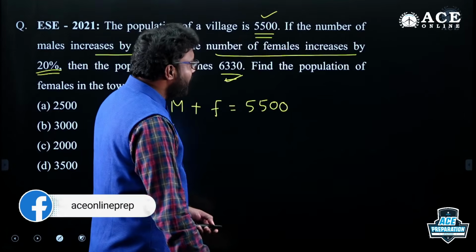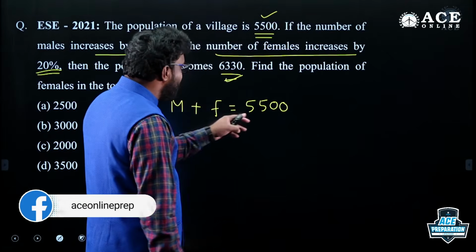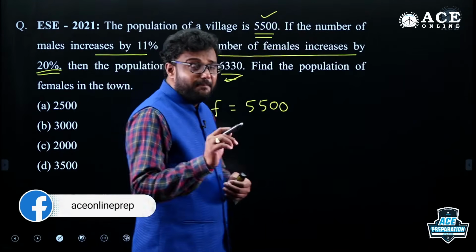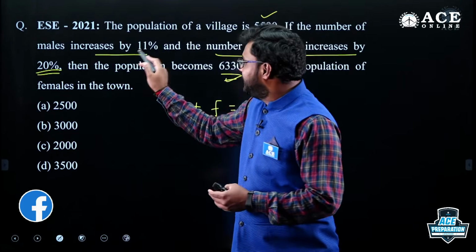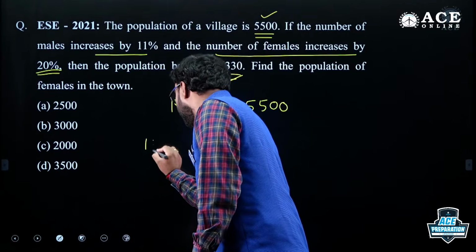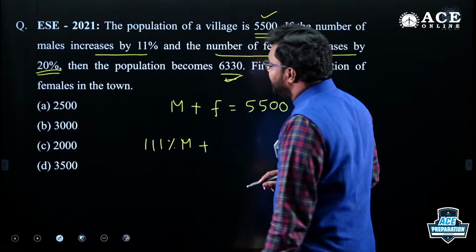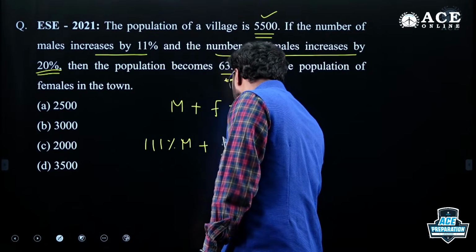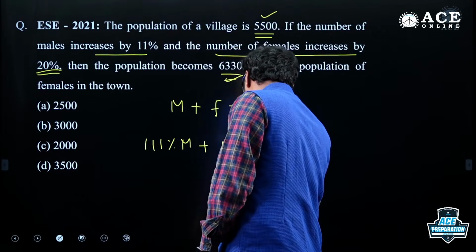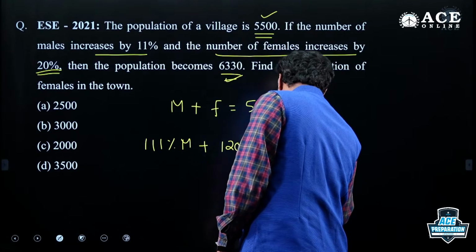Right. Now see here, male and female together 5,500. Males increased by 11%, so 111% of male plus females increased by 20%, so 120% of female is nothing but 6,300.